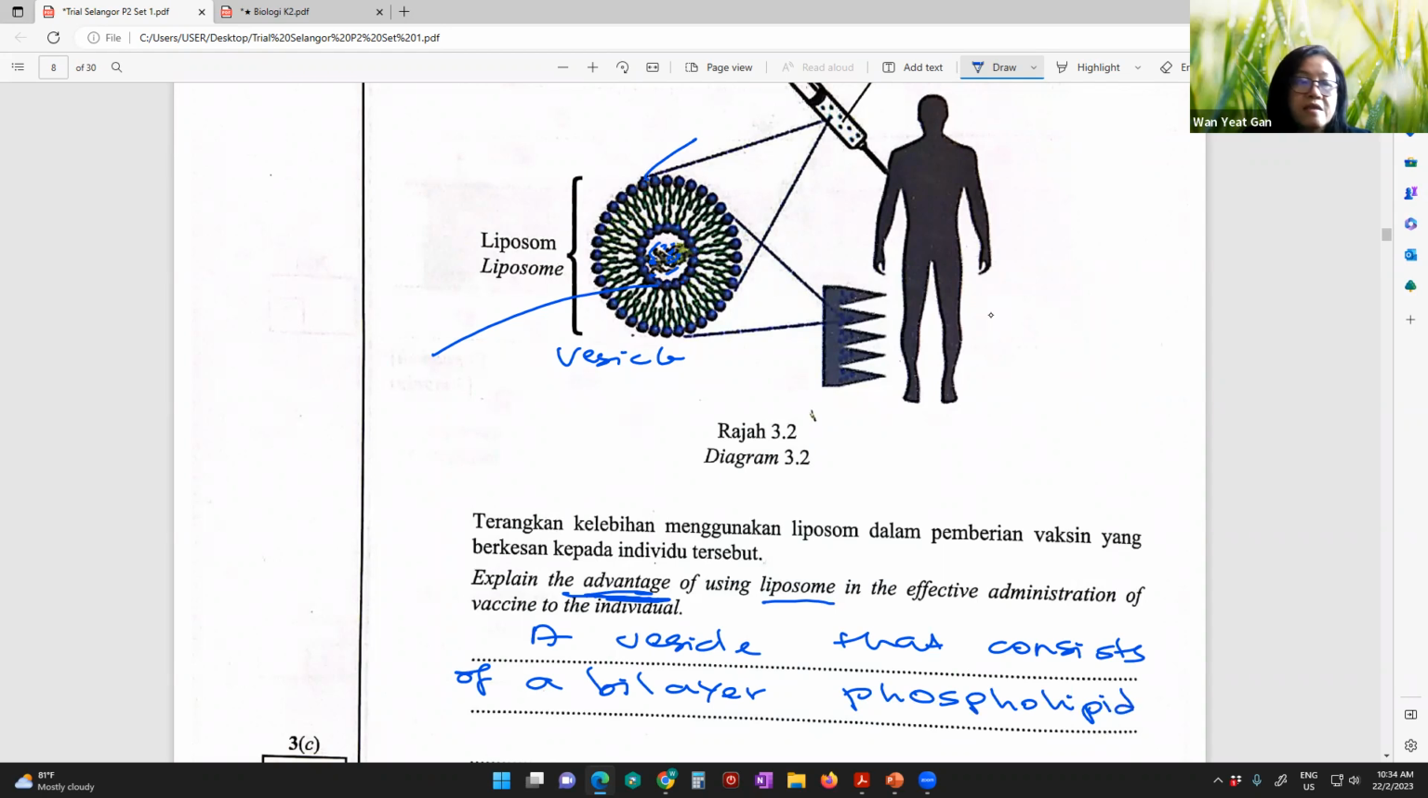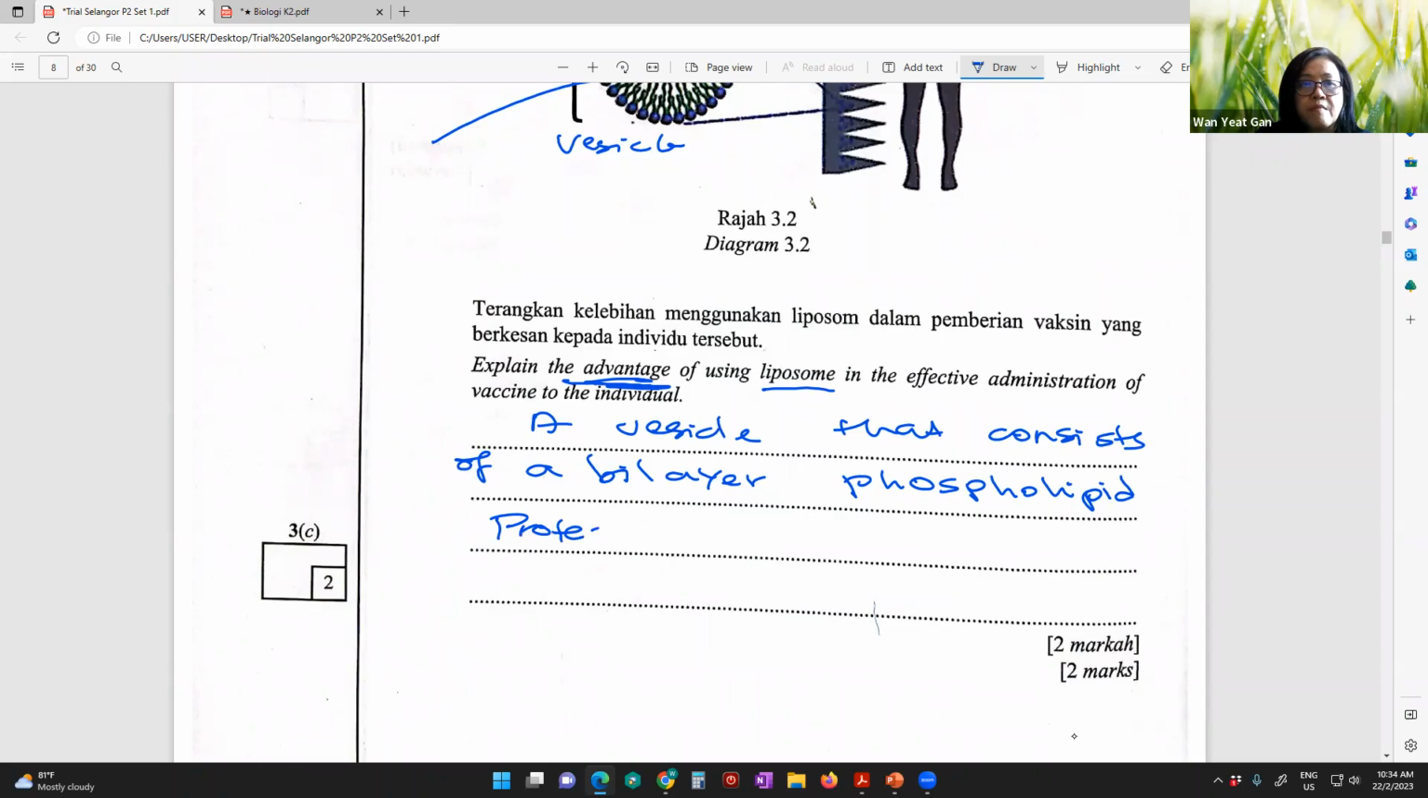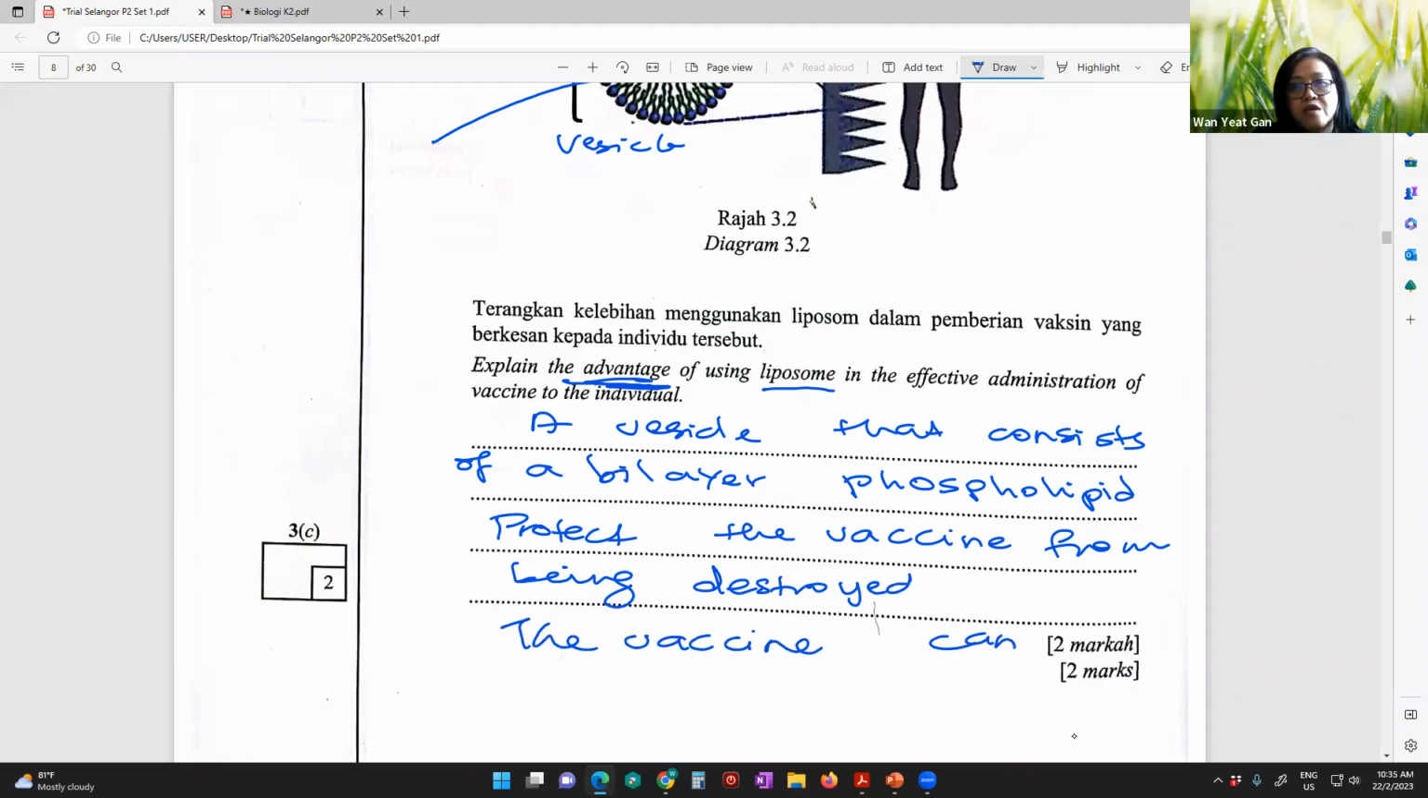Next, this is to protect the vaccine from being destroyed. In this way, the vaccine can reach the targeted organ or tissue. So it is used to protect whatever you want to transport through the plasma membrane.